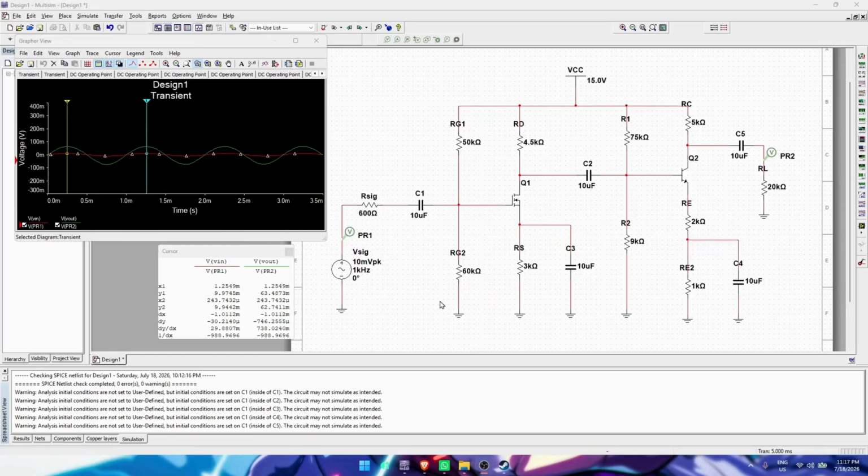Hi everyone, today we're looking at the AC response of this two-stage amplifier circuit. We are injecting a small 1 kHz AC signal at the input and measuring the amplified result at the output load. Now let's take a look at the transient analysis.